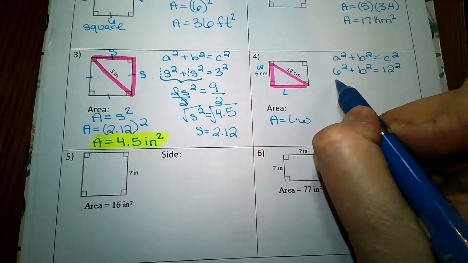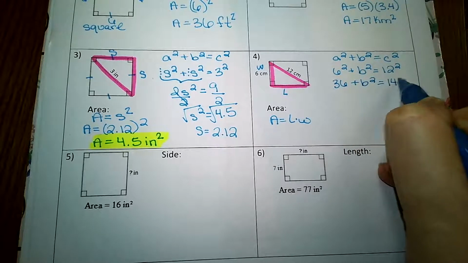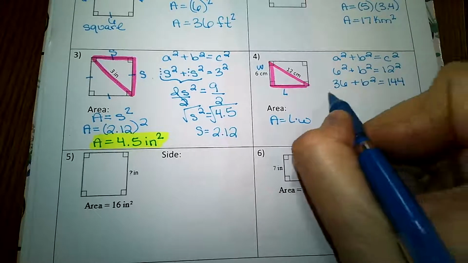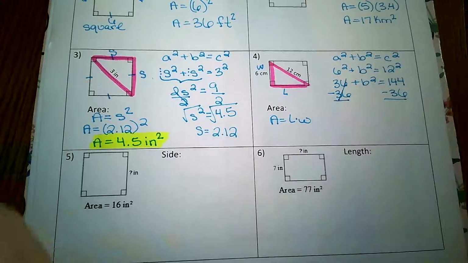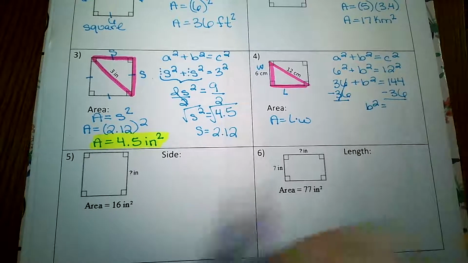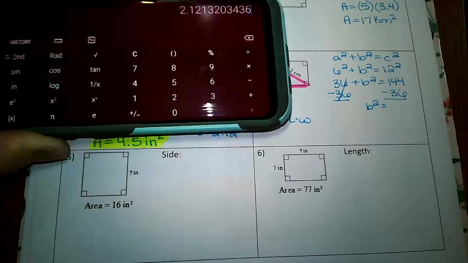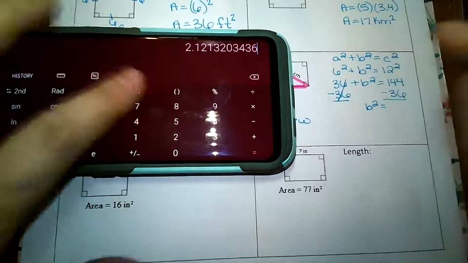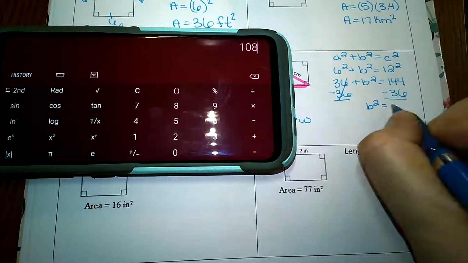All right, 6 squared. 6 times 6 is 36. 12 times 12 is 144. So to solve here, I need to subtract 36 from both sides. And again, that's definitely something your basic calculator can do for you, or maybe you could handle this in your head. All right, I'll get my calculator back out so you can see here. 144, take away 36, leaves me with 108.